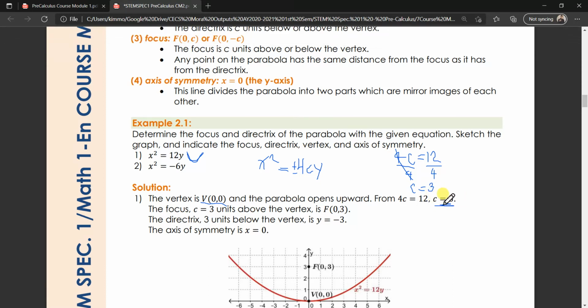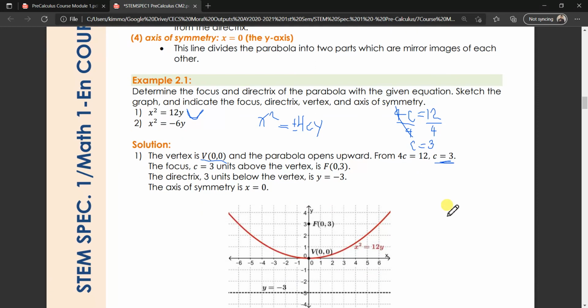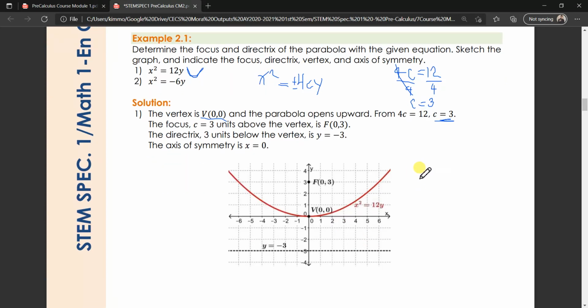Again, unsa kini si C? C is the distance from your vertex going upward. So that is the distance sa ato ang focus, and if mag-count kag 3 steps padulong sa ubos, then that's the distance sa ato ang directrix or where our directrix is located. So ang ato ang focus, it is located, so for example, we have our vertex. So kung mo-answer ta ni, dapat natin graph.